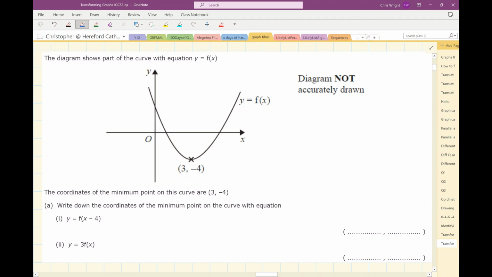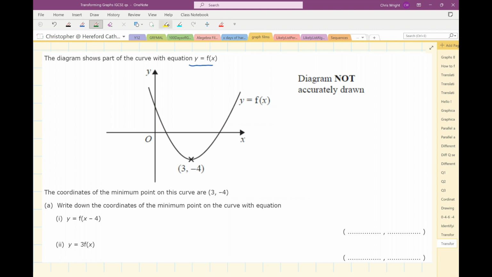Right, let's have a look. We're given a diagram which shows part of the curve with the equation y equals f of x, and we're shown the minimum point here, and we're told again that the coordinates of that minimum point are 3, minus 4. Write down the coordinates of the minimum point of the curve with these equations.